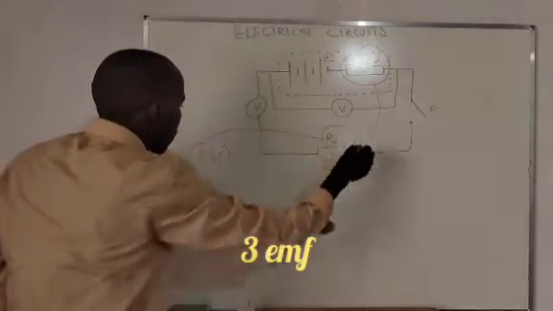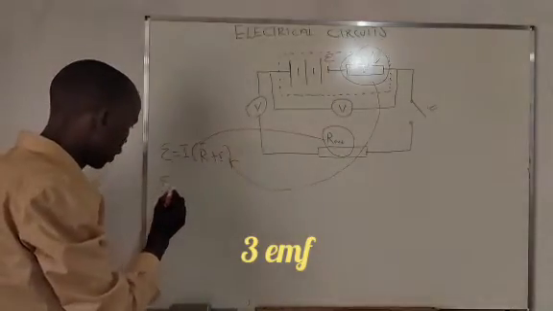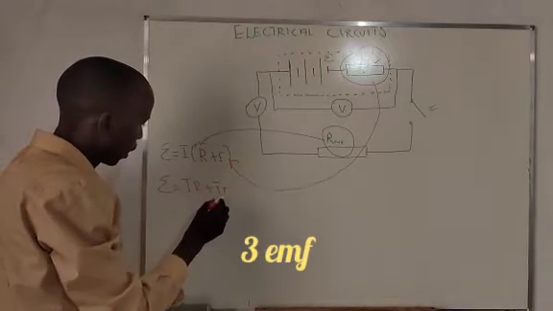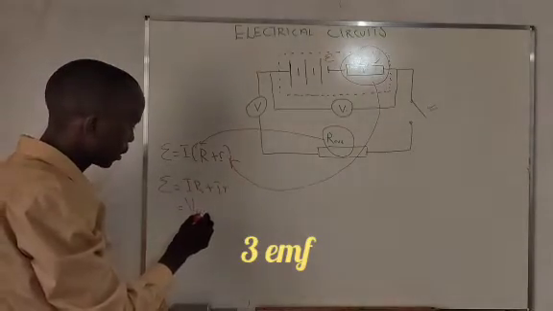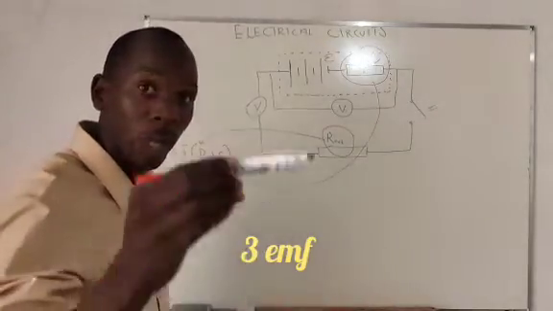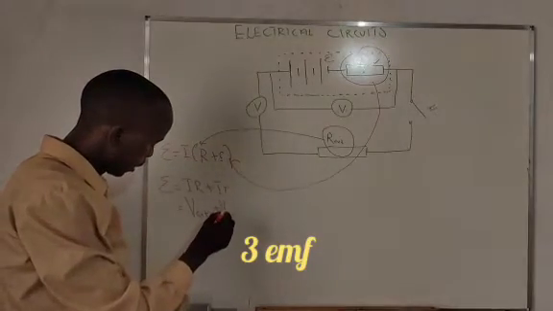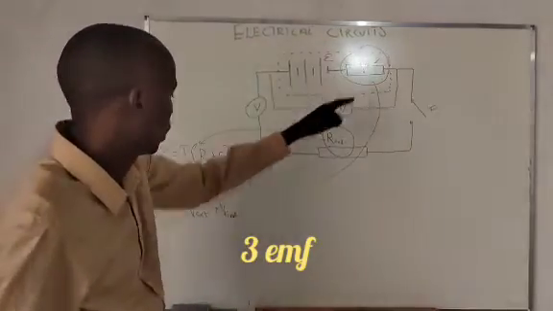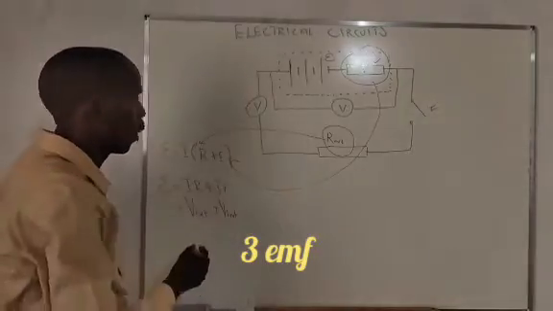We can write this formula in this form: EMF is equal to V external plus V internal. Remember, V external is also called V load. Then we have V internal, which is the voltage of the internal resistance. So that is what we have.